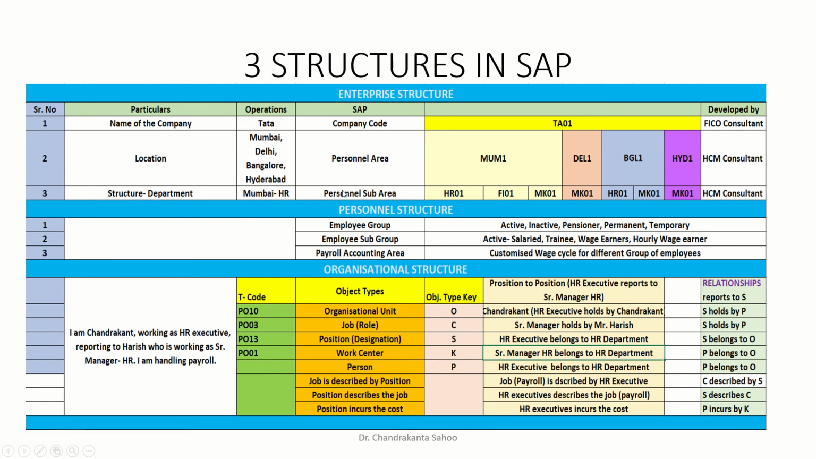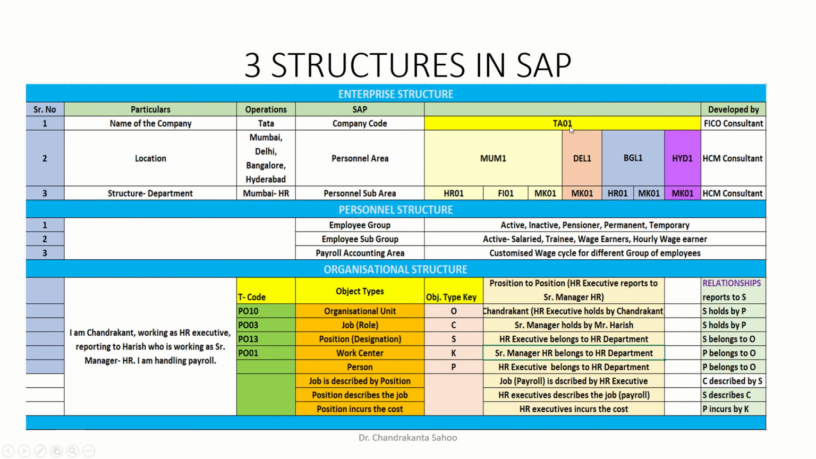So under this, if you see, there can be some sub department, like you can say sub structure means department. When we talk about department, it can be a functional department, like HR, marketing, production, operations, whatever it may be. So this, once again, we call personnel sub area, which means department.